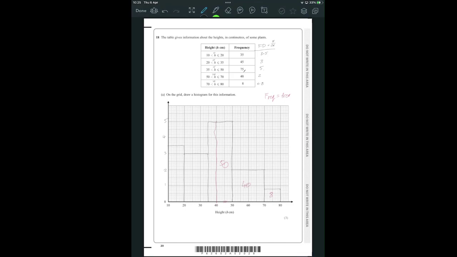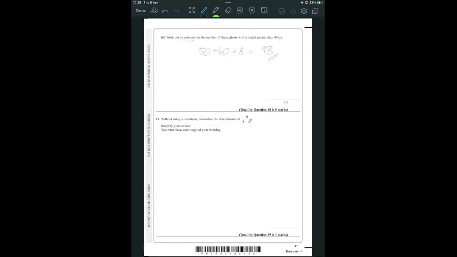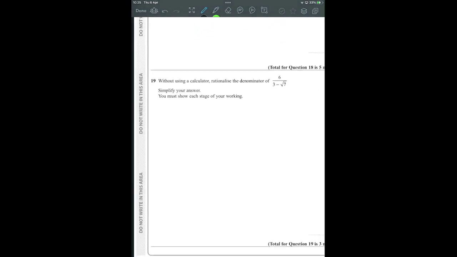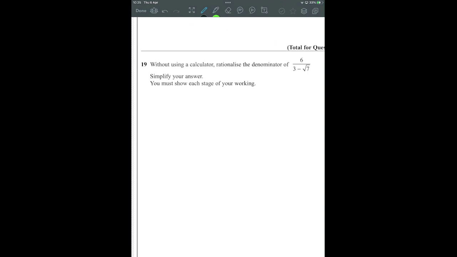But we've assumed they're evenly spread, so only 2/3 of them are actually above 40. Question 19. The start of that question will spring fear into a lot of students.